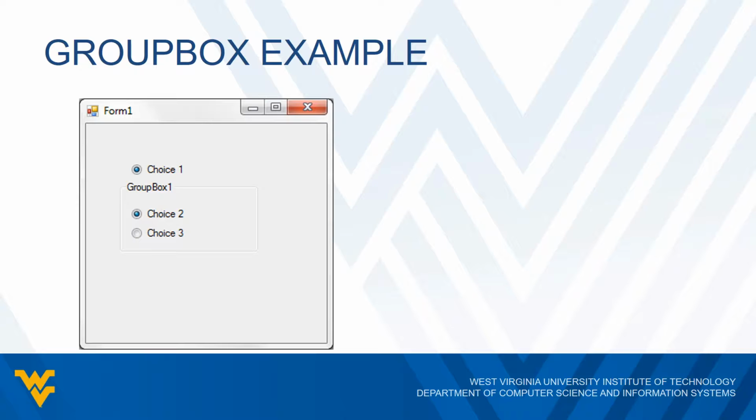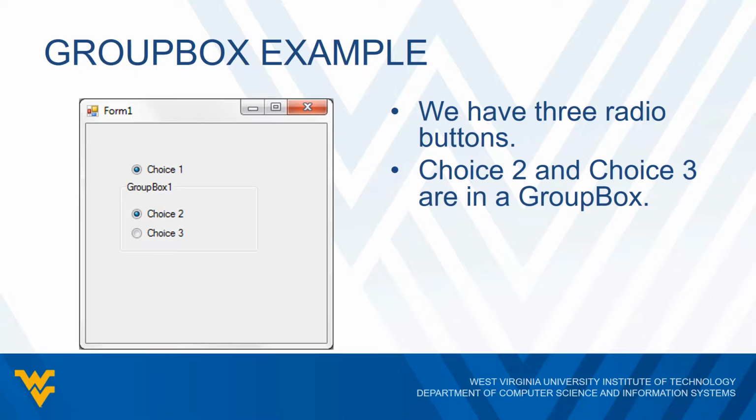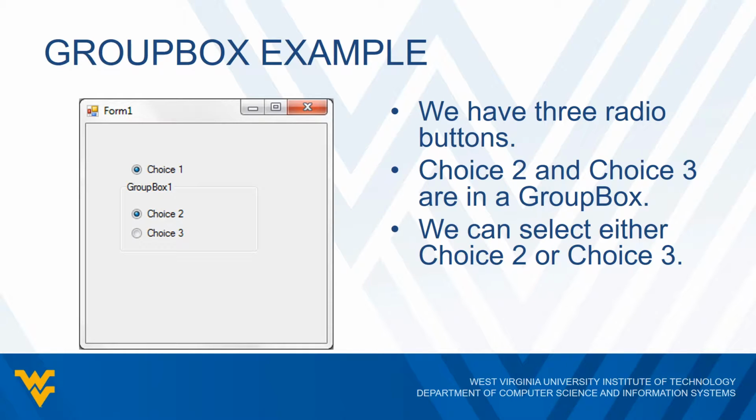Here is a simple example of using a group box. So here we have 3 radio buttons. In fact, I think it's the same 3 buttons that we had in an earlier example. We have choice 1, choice 2, and choice 3. Now notice that choice 2 and choice 3 are in a group box. Here it's called group box 1. And if you look hard enough, you can actually see the box that surrounds radio buttons for choice 2 and choice 3. What this means is we can select either choice 2 or choice 3.